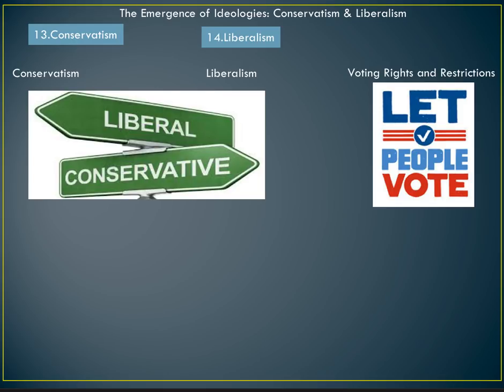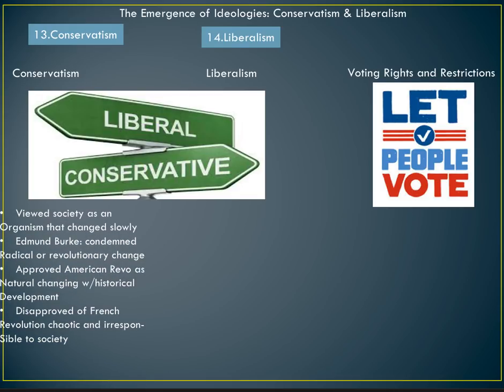All right, so from all these independence movements we see an emergence of ideologies, meaning an emergence of two ideas that develop. You have on one end conservatism and on the other liberalism, and they pretty much still mean the same thing back then that they mean today. Just think, if you're a very conservative person, you are very traditional, you like things the way they are. Whereas if you're very liberal, you're more apt to change, you're more open to it, you're willing to see things that way. So conservatism viewed society as an organism that changed slowly.